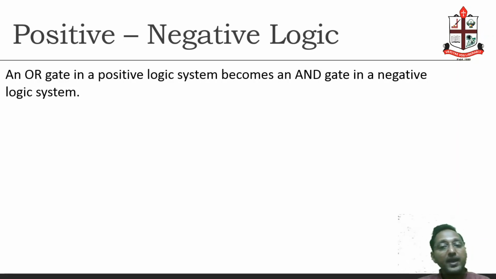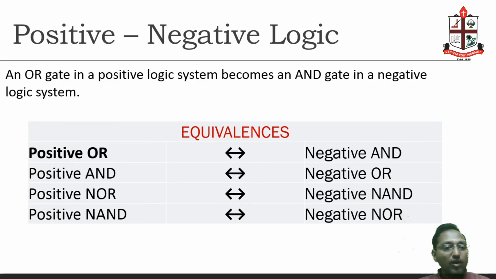And now finally, an OR gate in the positive logic system becomes an AND gate in a negative logic system. So you can see the equivalences here in this table. So an OR gate in the positive logic system becomes an AND gate in the negative logic system. Similarly for all other cases, the equivalences are given over here.